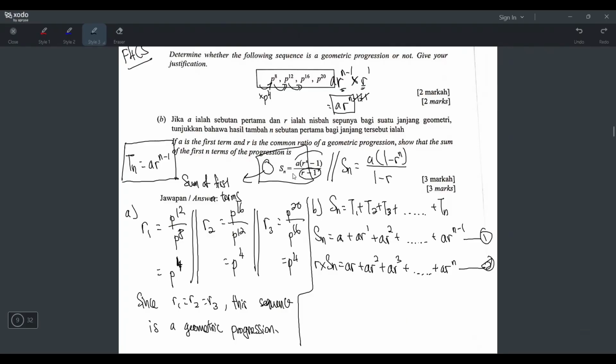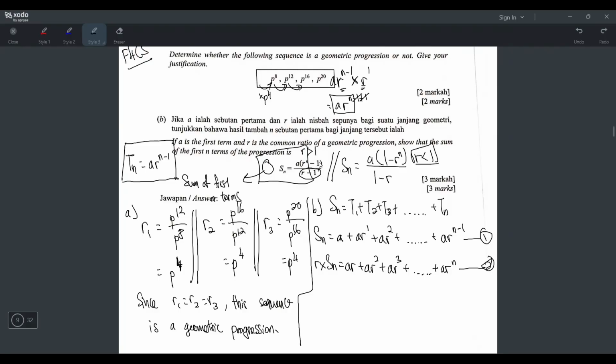But most of the time we will use this when our R is bigger than 1. When your R is bigger than 1, you use this. And when your R is smaller than 1, you use this. It's very easy to remember. When your R is bigger than 1, then you do R minus 1, because you take big minus small. Besar tolak kecil. And if your R is smaller than 1, then you do 1 minus R, because R is smaller, so it has to be 1 minus.